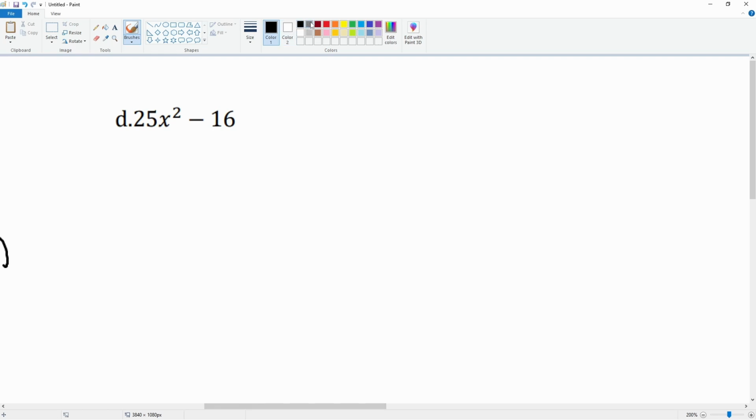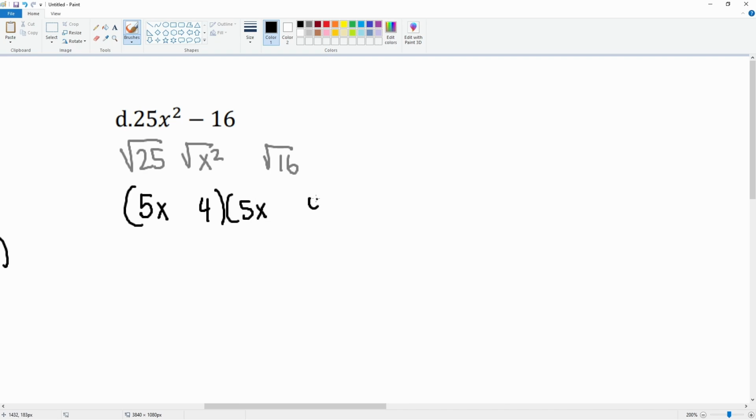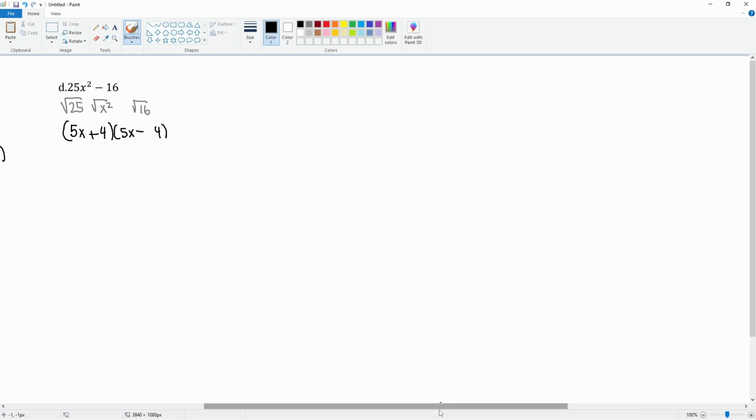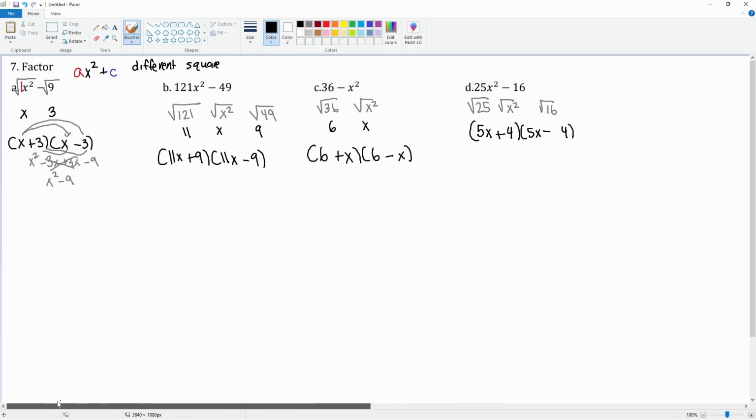Next, again, the bx term is missing, so let's take the square root. Square root of 25, square root of x squared, and the square root of 16. The square root of 25 is 5. The square root of x squared is x. The square root of 16 is 4. So the answer is in this format: (5x 4)(5x 4). One of them is positive, the other one is a minus. So notice that all these problems for question 7 were difference of squares.